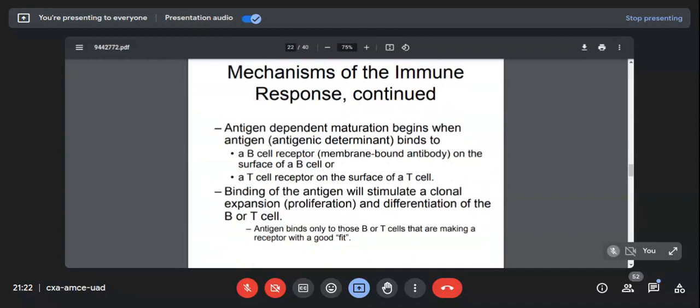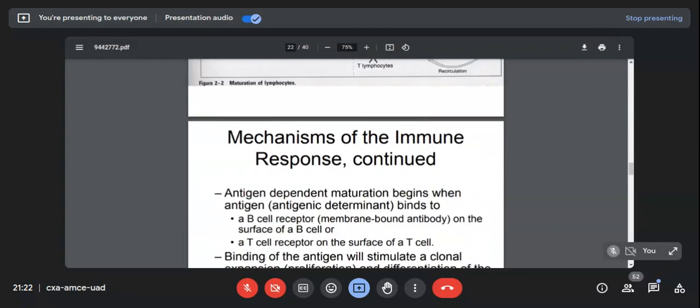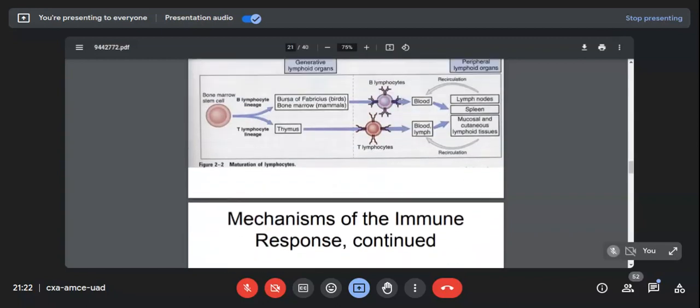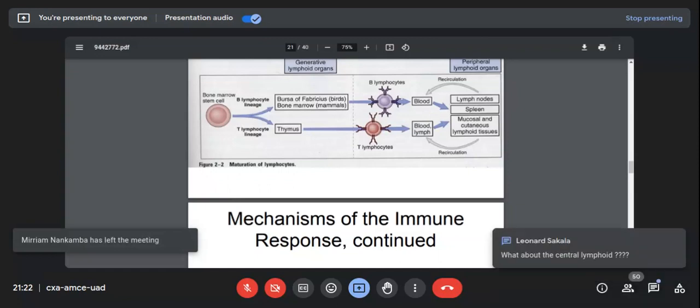What you must take note of is that activation begins when the antigen or the antigenic determinant binds to a B cell receptor. So let me just take you back a bit as I try to explain what happens exactly inside the bone marrow. Inside the bone marrow, we have what we call the macrophages.